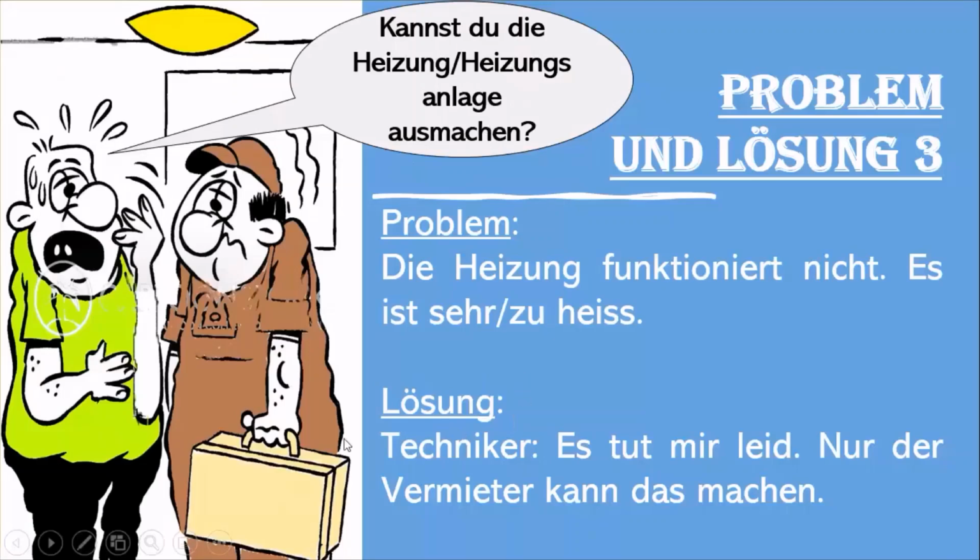To which the solution that the technician says, es tut mir leid, nur der Vermieter kann das machen. I am sorry, only the landlord, so the person who has rented the apartment to this man, can do that. Machen on its own means to do or to make. Ausmachen, which is a different verb, is also still a regular verb like machen, and also a separable verb. Ausmachen is to switch off.